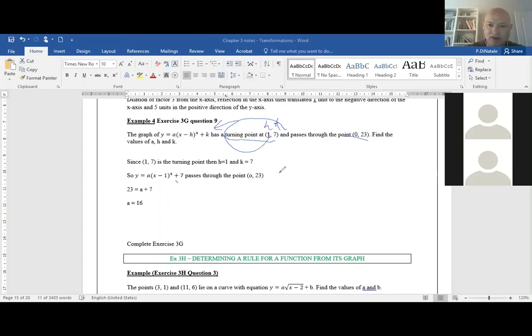We also know it passes through the point 0, 23. That should be a 0. It looks like an O, but it should be a 0. Substituting 0 in there for x and 23 for the y, I get 23 equals a times (0 minus 1) to the power of 4, which is +1, plus 7. So a equals 16. So I found all my values. Any questions with example 4? Okay, I'll clear this one.